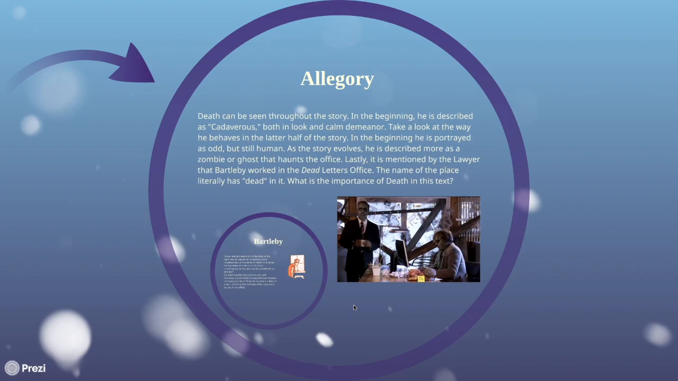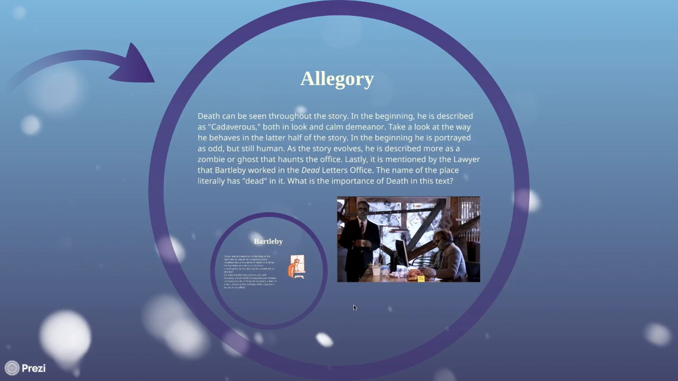Allegory. Death can be seen throughout the story. In the beginning, Bartleby is described as cadaverous, both in look and calm demeanor. Take a look at the way he behaves in the latter half of the story. In the beginning, he is portrayed as odd, but still human. As the story evolves, he is described more as a zombie or a ghost that haunts the office. Lastly, it is mentioned by the lawyer that Bartleby worked in the dead letter's office. The name of the place literally has dead in it.